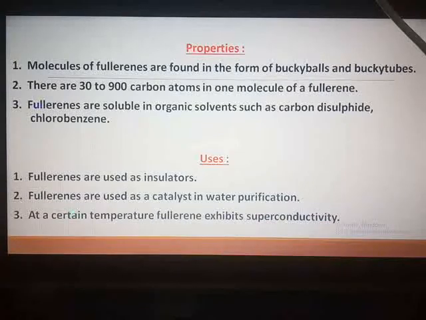And the third use is that at a certain temperature, fullerene exhibits superconductivity. What do you mean by the term superconductivity? It is the ability of certain metals to allow electricity to pass through them without any resistance at very low temperatures. That is the meaning of superconductivity. So at a certain temperature, fullerene exhibits this property of superconductivity.